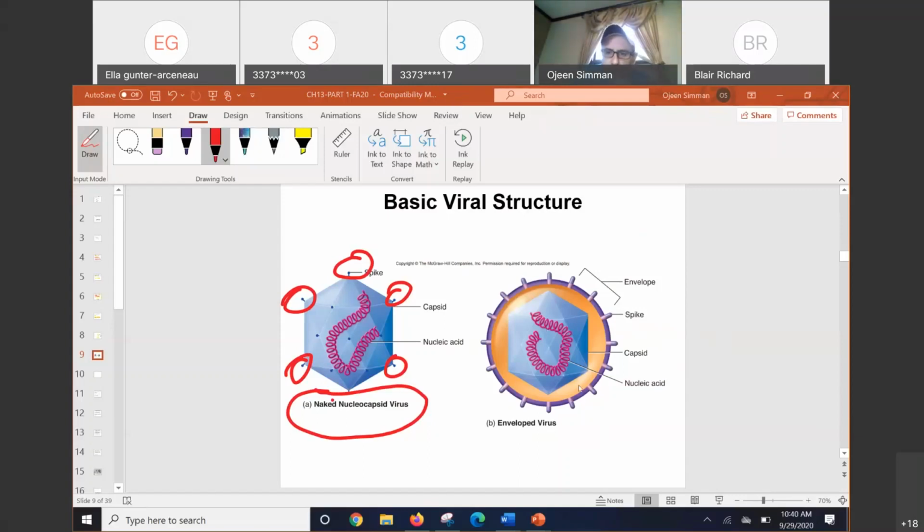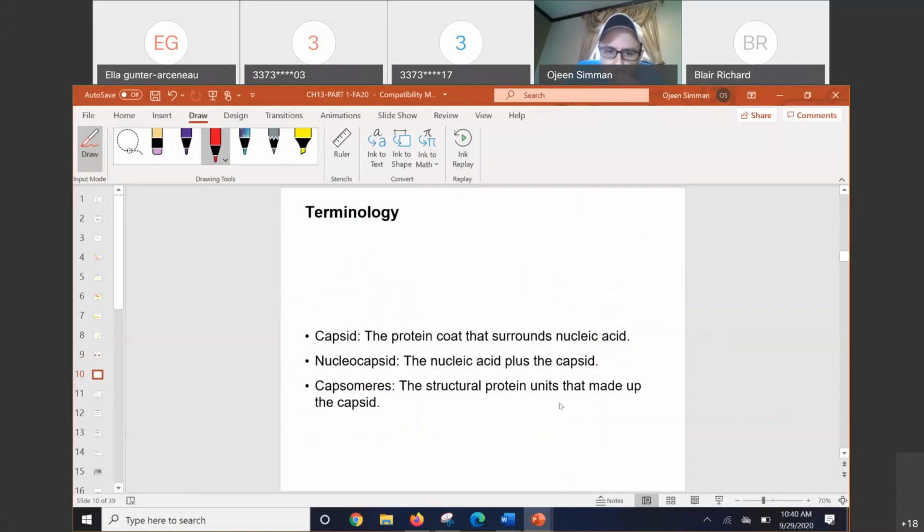Okay, sorry. And then the enveloped viruses also have these spikes or glycoproteins. So again, the capsid is the protein coat that surrounds the nucleic acid. The nucleocapsid is the nucleic acid plus the capsid, and the capsomeres. Capsomeres are proteins. These are the protein units that actually make up the capsid.